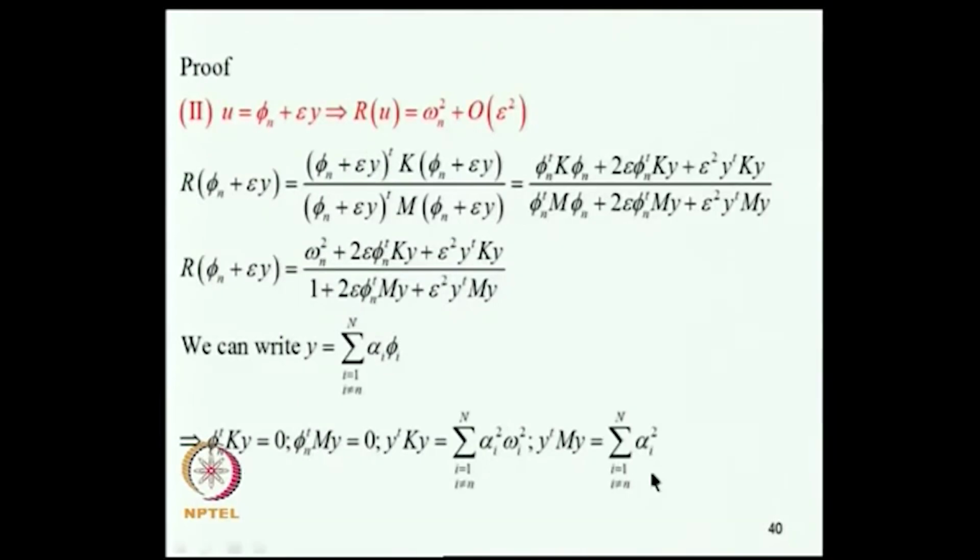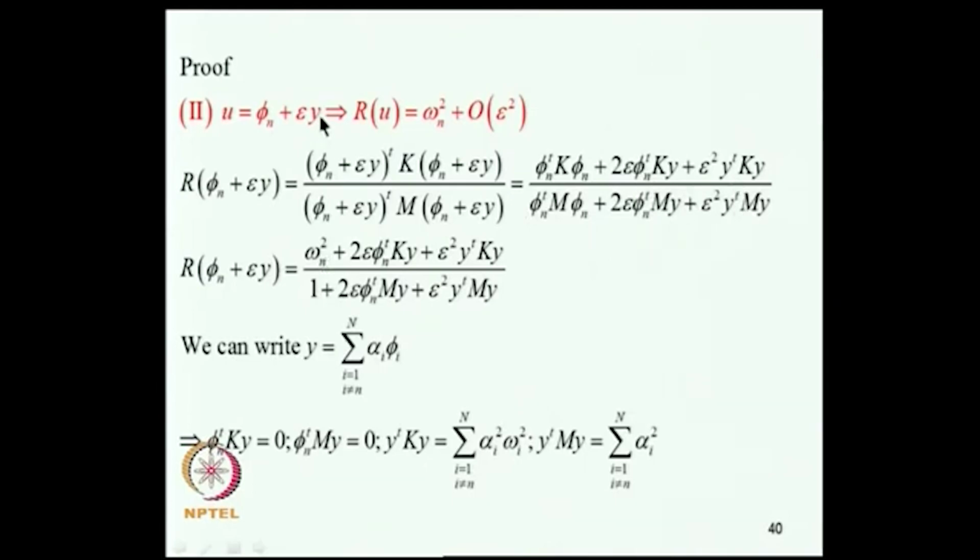Now, what is the result that we are talking about? If u is in the neighborhood of the true nth eigenvector and the departure is epsilon y, that is order epsilon, then the Rayleigh's quotient will be omega n square plus order epsilon square. So, how do I show that? You can again write R of phi n plus epsilon y, and you expand this. Phi n is a true mode shape, therefore, it will satisfy this, this is the square of the natural frequency and this is 1. So, that is what I write and I am left with these two terms.